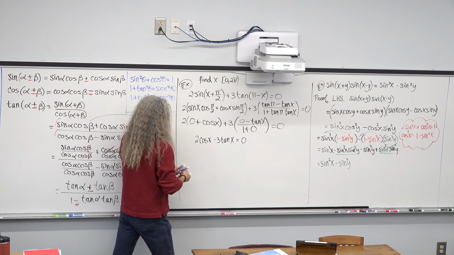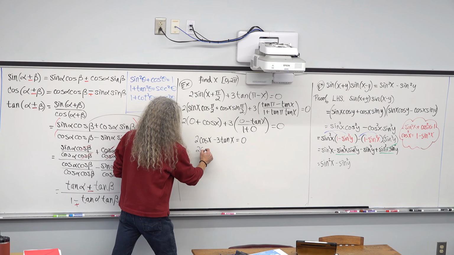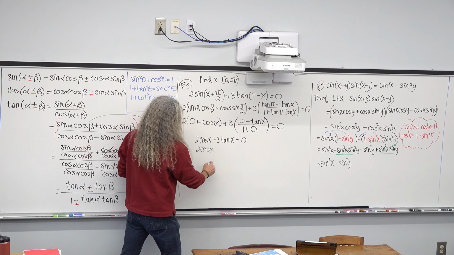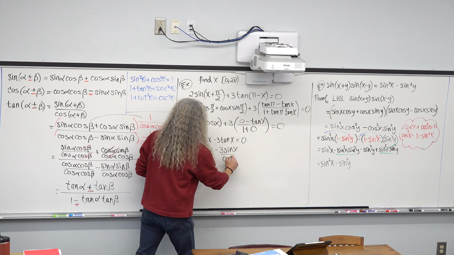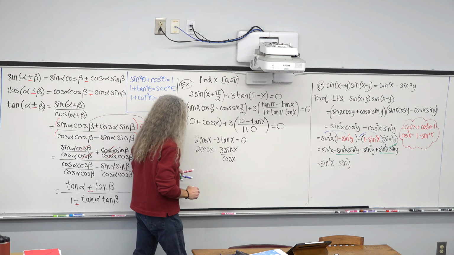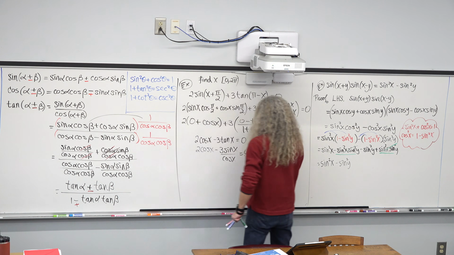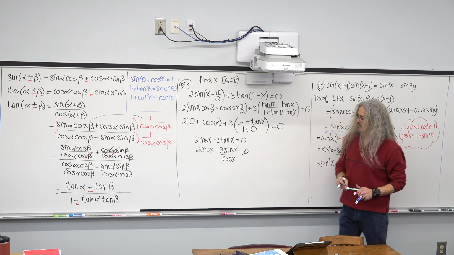So we have 2 cosine of x minus 3 sine of x cosine of x equals 0. Ooh, this is another fun problem.